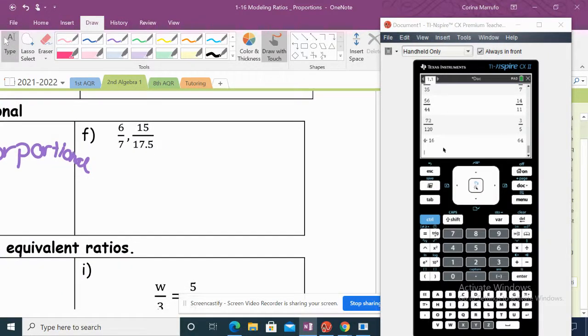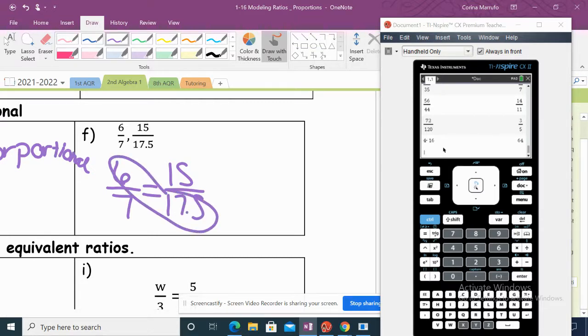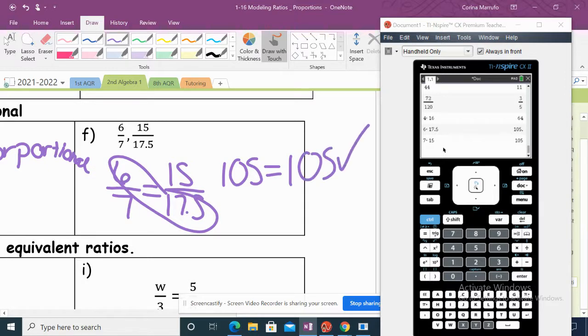Alright, and the last one. So here we have 6 over 7 and 15 over 17.5. So 6 over 7, is this the same thing? So we multiply those two, 6 times 17.5, and that gives us 105. And then we're going to check, is this equal to 7 times 15? That gives us also 105. Okay. So then we can say that these two fractions are proportional.